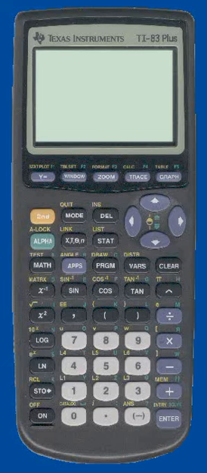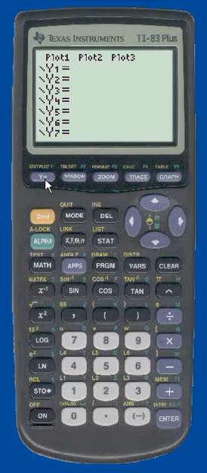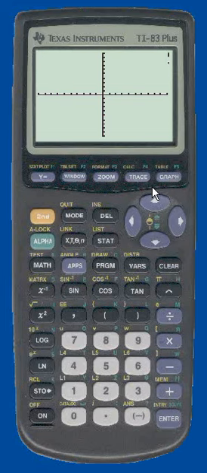To graph using the TI-83, push the y equals button and type in whatever function you wish to graph. For example, we might want to graph y equals x cubed minus 6x squared minus 13x plus 42. Type it in just as it looks and then push the graph button.